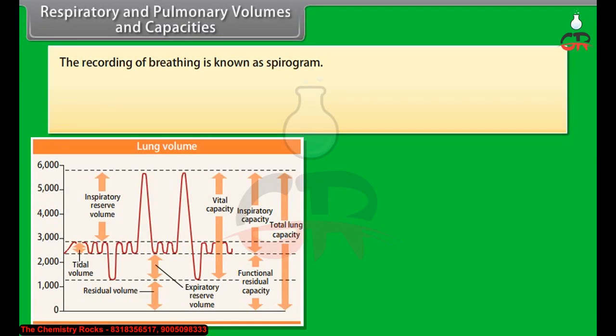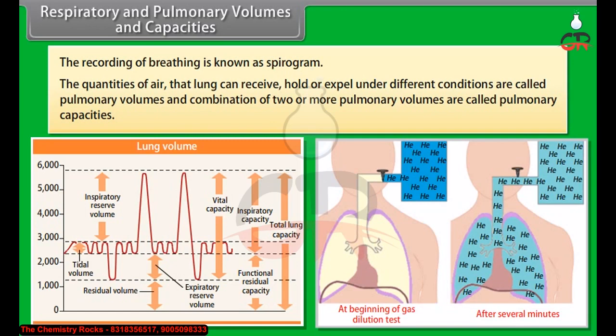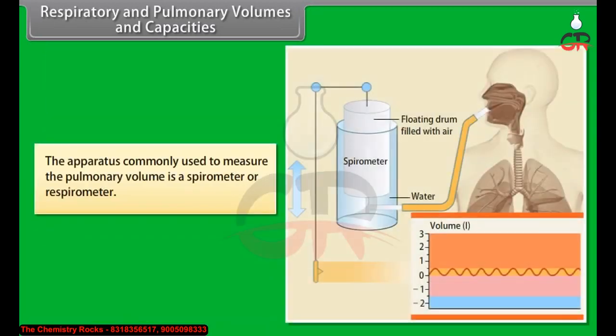The quantities of air that lungs can receive, hold, and expel under different conditions are called pulmonary volumes, and combination of 2 or more pulmonary volumes are called pulmonary capacities. The apparatus commonly used to measure the pulmonary volume is a spirometer or respirometer. Transport of gases in blood.